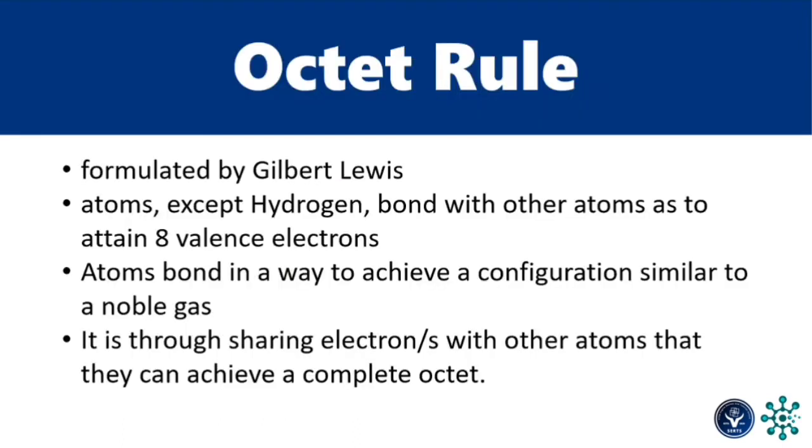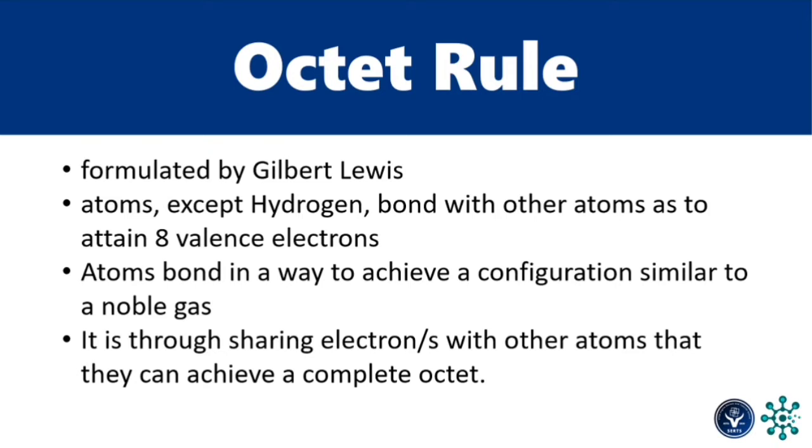Next is the octet rule. This is formulated by Gilbert Lewis. It states that atoms except hydrogen bond with other atoms so as to attain 8 valence electrons. Hydrogen is an exception because it only needs 2 electrons to attain a full valence shell.